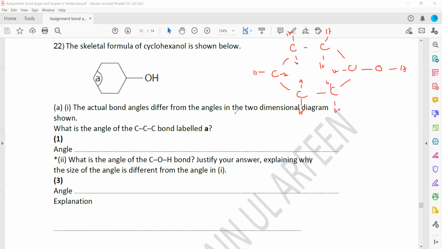The actual bond angles differ from the two-dimensional diagram. What is the bond angle for C-C, meaning the carbon labeled as A? This is our central carbon. Whenever we predict a bond angle, we always find the number of bond pairs and lone pairs. This carbon has 4 bond pairs and no lone pairs, because all of its electrons are involved in bonding. So the structure will be tetrahedral, with a bond angle of 109.5 degrees.